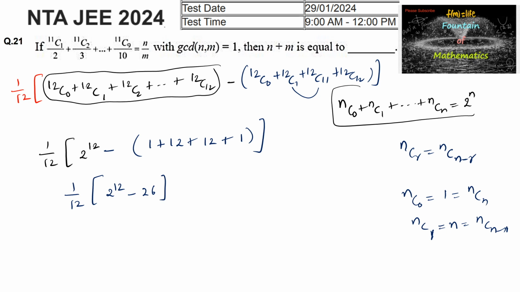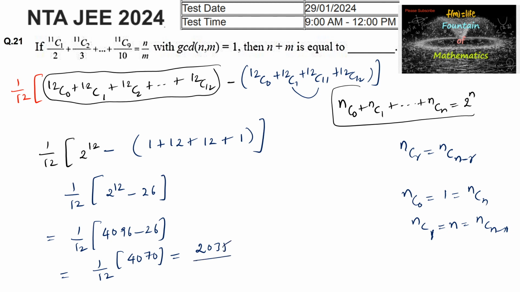So 1/12 times (2 to the power 12, which we can write as 4096, minus 26), which is 1/12 times 4070, or we can also write 2035 divided by 6. And since it is given that GCD of n and m is 1, and since the GCD of 2035 and 6 is 1, we can consider this as n and this as m.